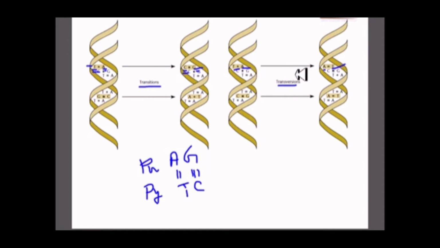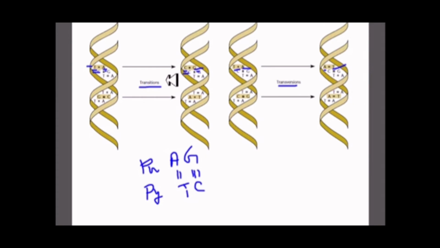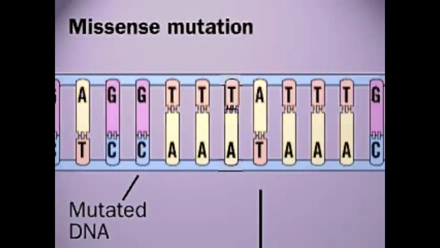To recall, in transition, a purine is replaced by another purine, or a pyrimidine is replaced by another pyrimidine. And in transversion, a purine is replaced by a pyrimidine, or vice versa. These mutations happen during the replication stage. Now, a point mutation can change a specific codon, resulting in an incorrect amino acid being incorporated into a protein. The result is a missense mutation.